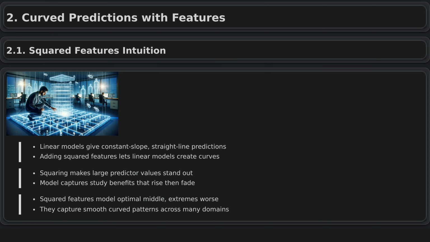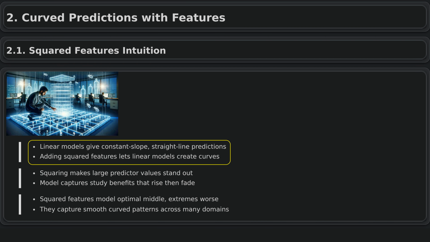Curved predictions with features. Squared features intuition. A simple straight-line model assumes that each increase in a predictor changes the outcome by a constant amount, which only works well when the data follow a linear trend. When the true relationship curves, such as being weak at low values, stronger in the middle, and weaker again at high values, this linear assumption fails.